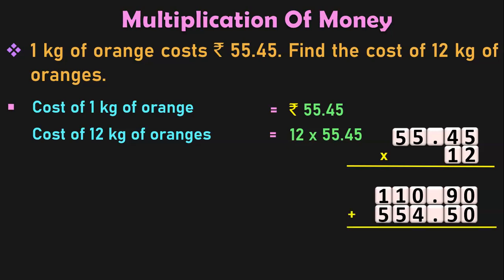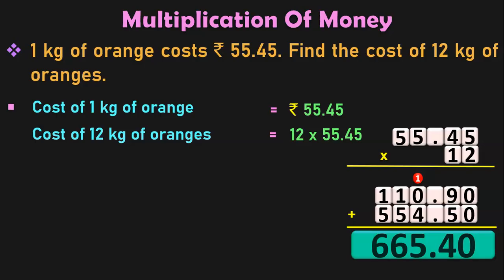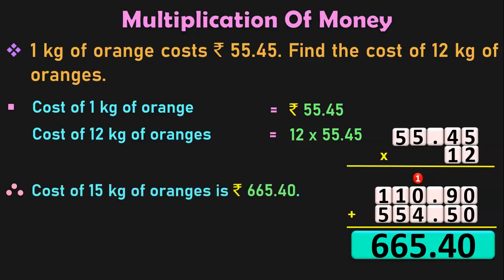The next step is, as usual, add these two products. 0 plus 0 is 0. 9 plus 5 is 14. 4 carry over 1. Before that, place the decimal point exactly in the same place and carry over 1. 1 plus 0 plus 4 is 5. 1 plus 5 is 6 and again 1 plus 5 is 6. So the answer is 665 rupees and 40 paise. When you take and write down, do not forget to put the rupee symbol.